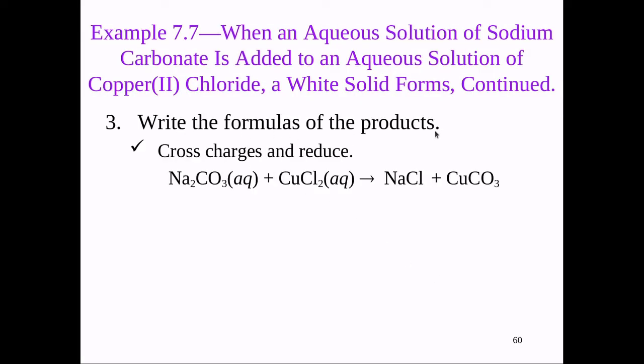Then we're going to write the formulas of the products. Okay, so don't forget to cross the charges and reduce like I showed you before when we were writing ionic formulas. This is particularly important here because we wind up with sodium chloride. We don't have two sodiums over here. We now only have the one because these both have a positive 1 charge and a negative 1 charge. And the copper has a +2 charge. The carbonate has a -2 charge. So we wind up with a little bit of a different result there.